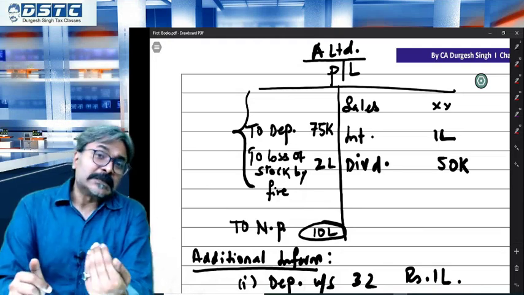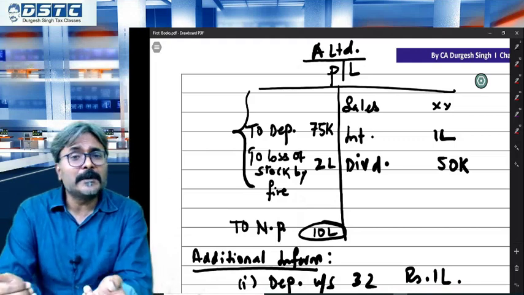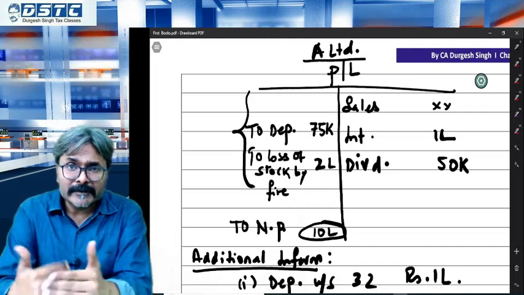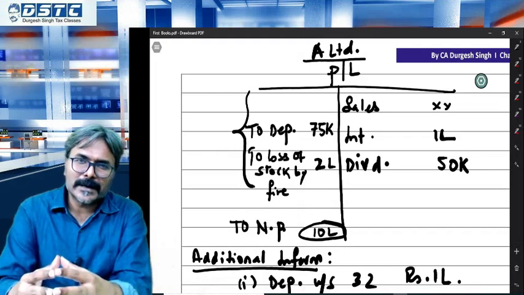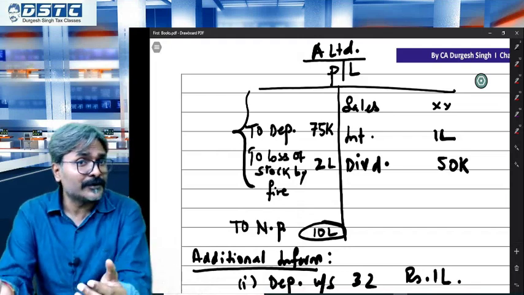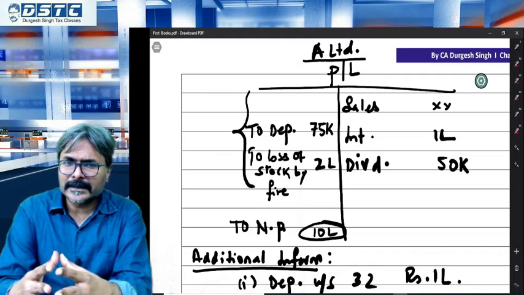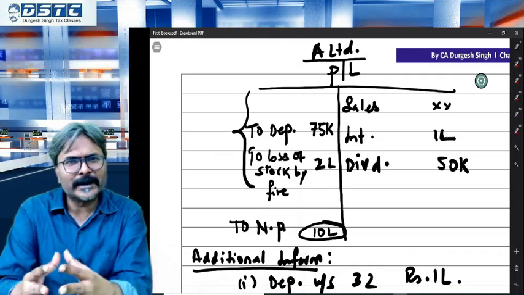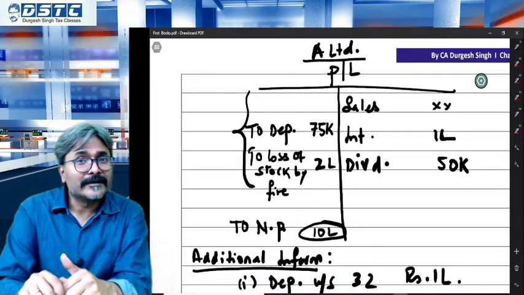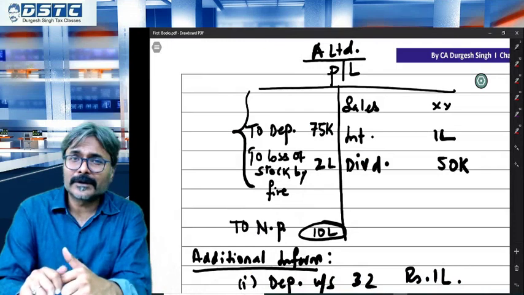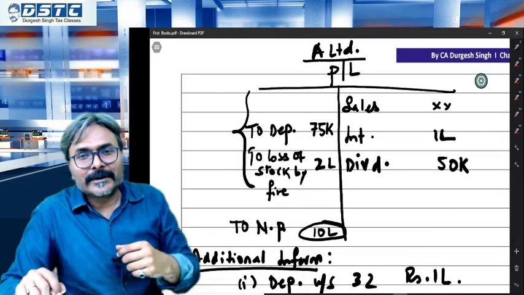So if it is neither specifically covered under the head PGBP nor generally covered under the head PGBP, then shall we disallow it? Because it is neither specifically covered in any section nor generally covered under 37.1, shall we disallow the deduction of this particular item? Shall we disallow, students? And the answer is no, we are not going to disallow it. And what is the reason for it?